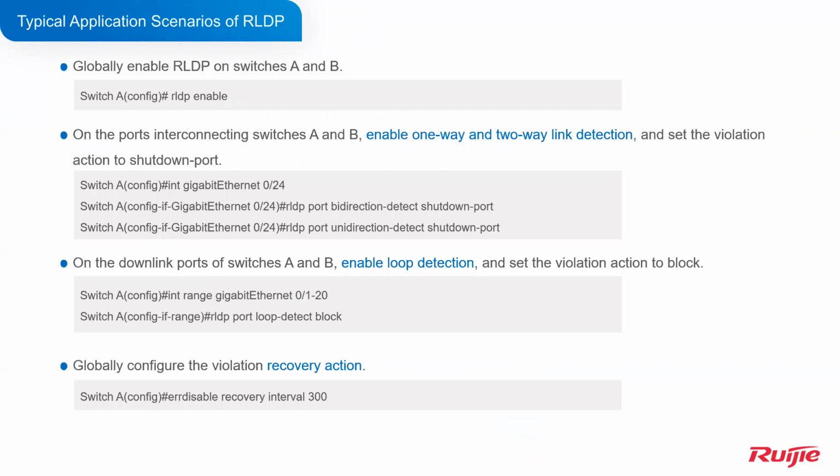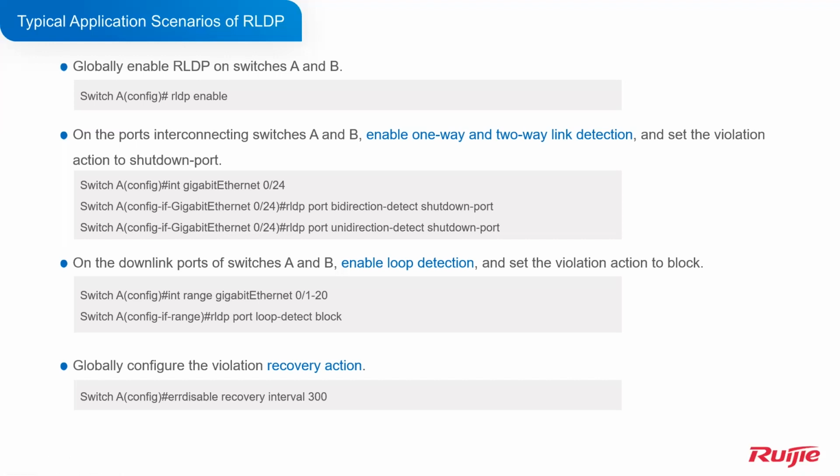Firstly, globally enable RLDP on switch A and B by using the command rldp enable. And on the port interconnecting switch A and B, enable one-way and two-way link detection. Set the violating action to shut down ports. You can see the configuration on switch A. Int gigabitEthernet 0/24, rldp port bidirection-detect shutdown-port, rldp port unidirection-detect shutdown-port. So we have enabled both one-way and two-way detection. And for both of them, the action is shutdown port.